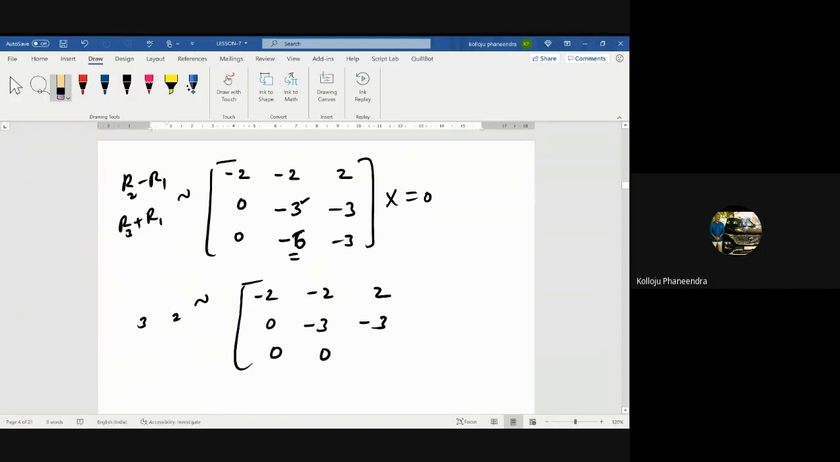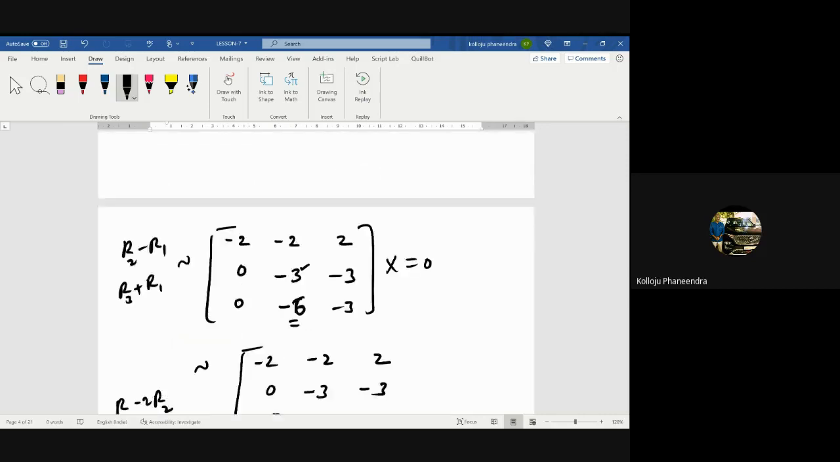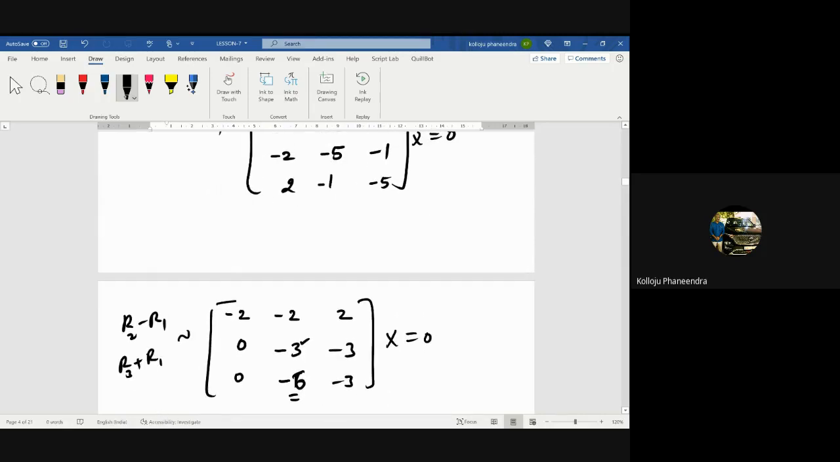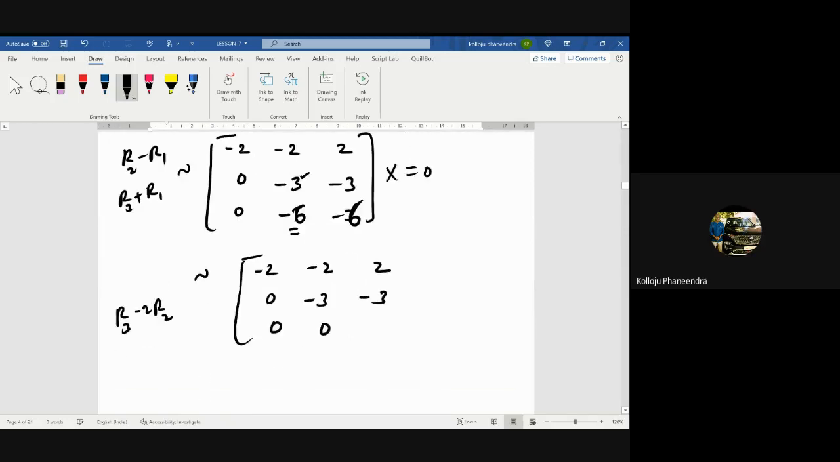And what is the operation now? Okay, what is the row operation? R3 minus 2 R2. Now this is also a mistake again. Now, with this operation, what happens? Okay, there is also this minus 1, minus 6. This is minus 6. So now this is 0.